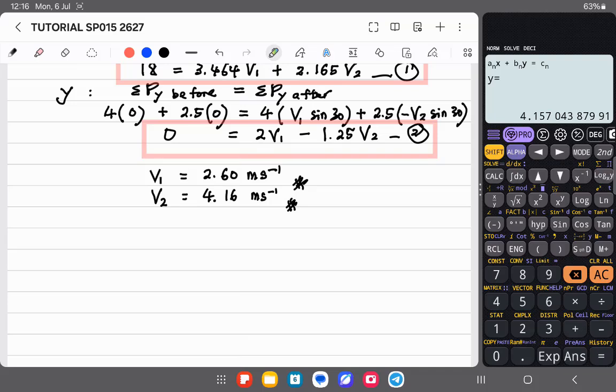Then the second question asks us, is the collision elastic or inelastic? So in order to determine whether the collision is elastic or inelastic, we need to determine the total kinetic energy before and after collision.